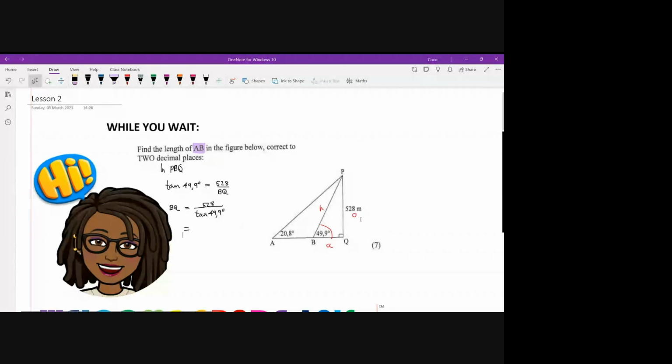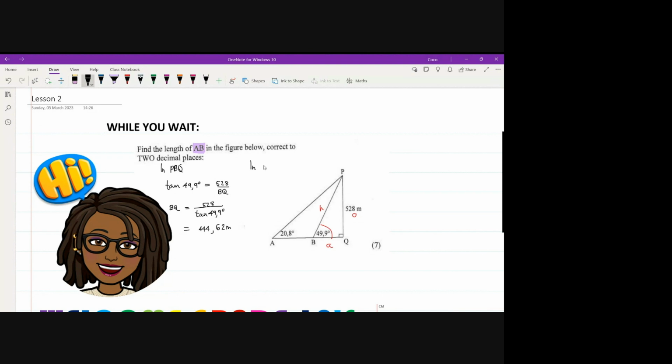My calculator's just switched itself off and canceled all my answers. Give me a second. Right, so I should get here, correct to 2 decimal places, for BQ, 444,62 meters. That's what I get for BQ. Then I'm going to go into the next triangle, the big triangle.